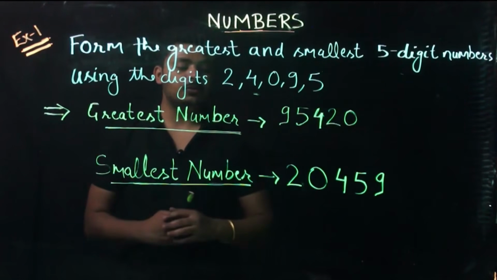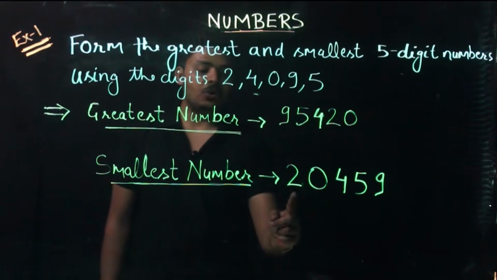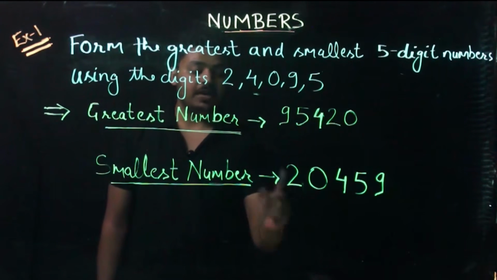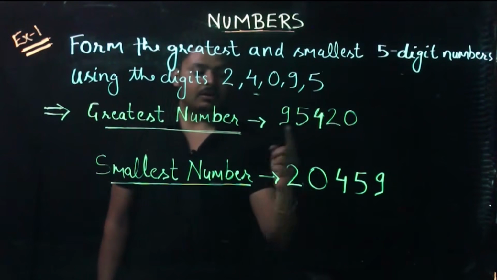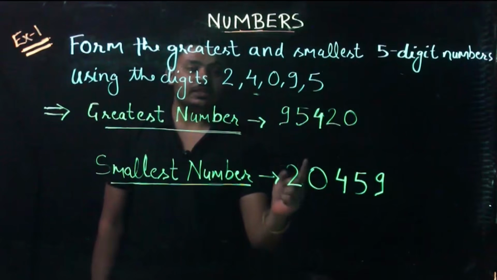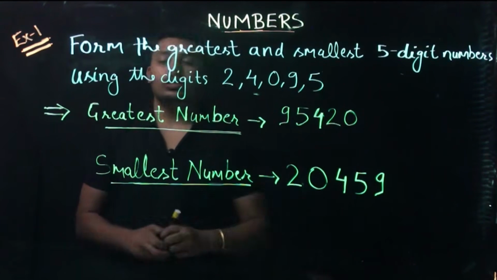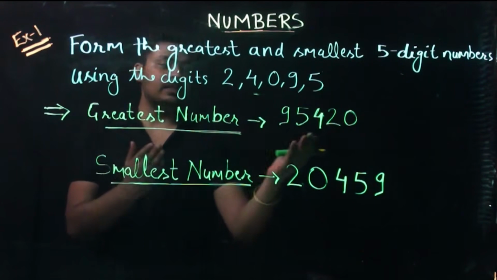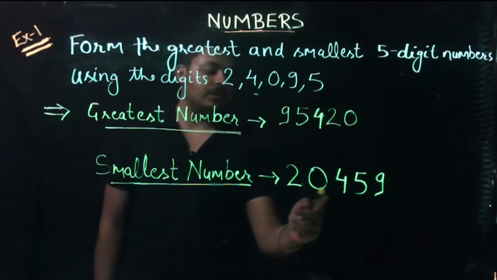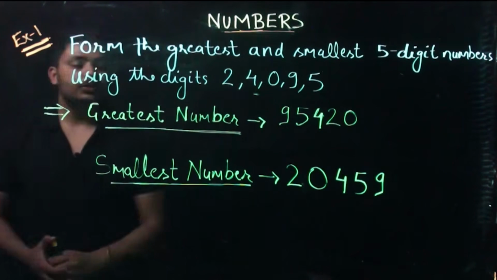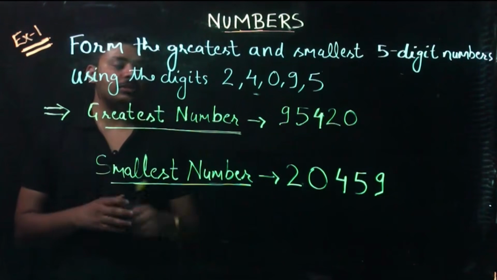I hope students you understood one thing to be kept in mind, that we never place a 0 at the first place because it makes our number a 4-digit number. Except for the first place, we can place 0 at the second place. So now we can see that the greatest number is 95,420 and our smallest 5-digit number is 20,459. I hope students it is clear to you how to find the greatest and the smallest number using the given digits.